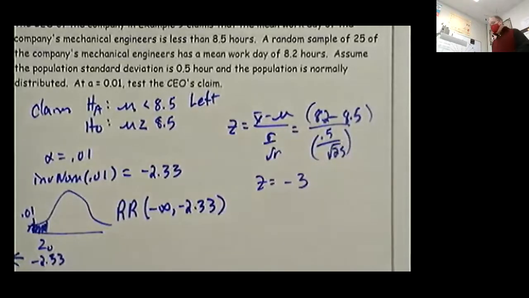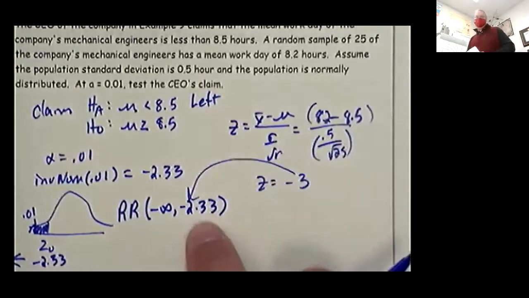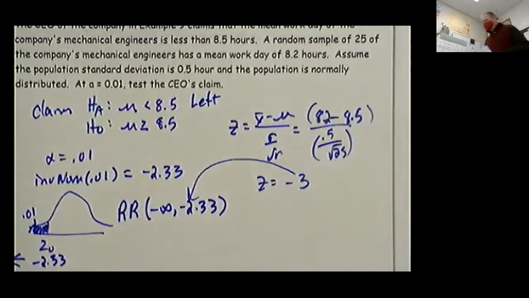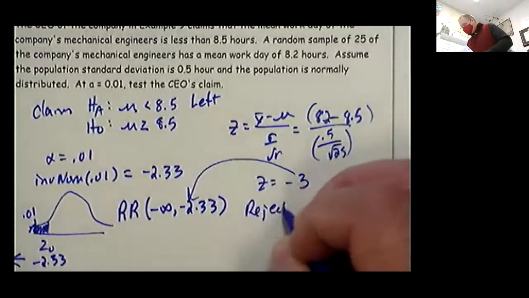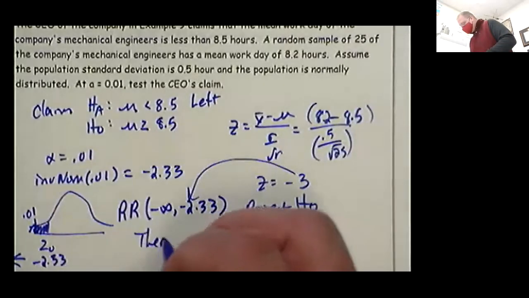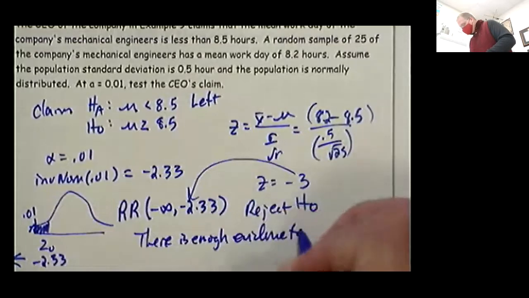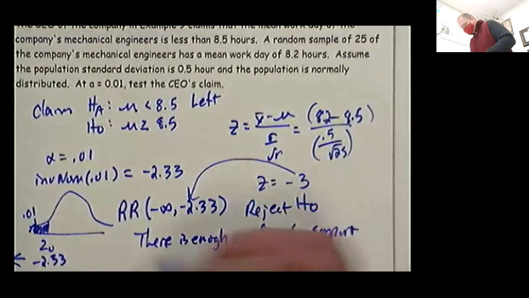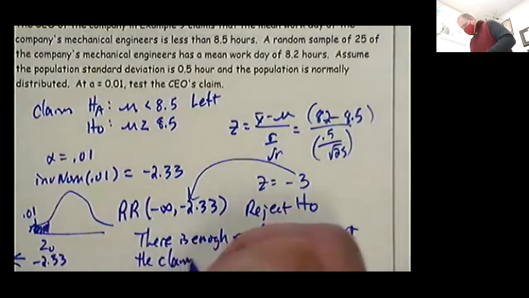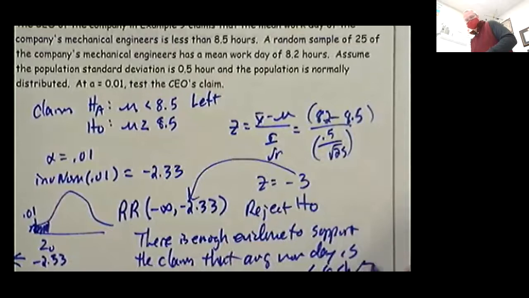Does negative 3 fit inside our rejection region? Yes, it does. Negative 3 is smaller than negative 2.33. Therefore, yes, it's in our rejection region, so we're going to reject the null hypothesis. Because our claim is the alternative, we're going to use the word support. So there is enough evidence to support the claim that the average workday is less than 8.5 hours.